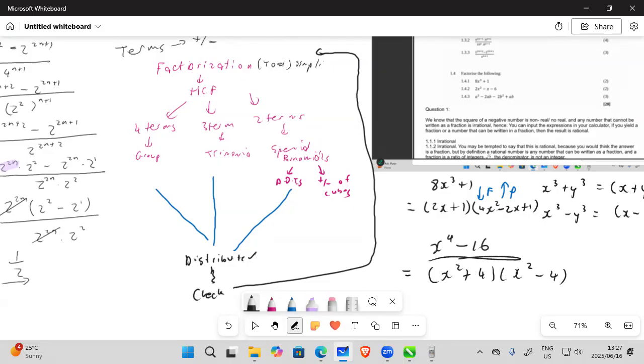If I distribute, I do in fact get this here. If you distribute, you'll see it. Now we have to do the checking step. Let's look at this bracket. Can I take an HCF? No, we can't. There are 2 terms. Can I use difference of 2 squares or sum and difference of cubes? I can't use either. So that's in its simplest form.